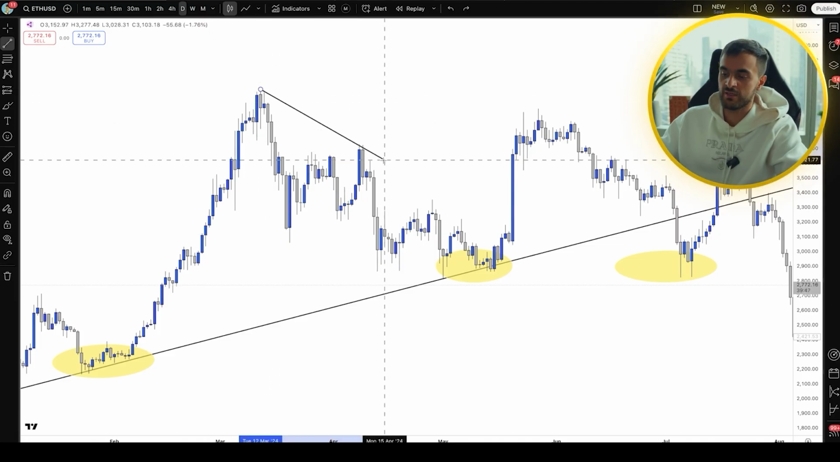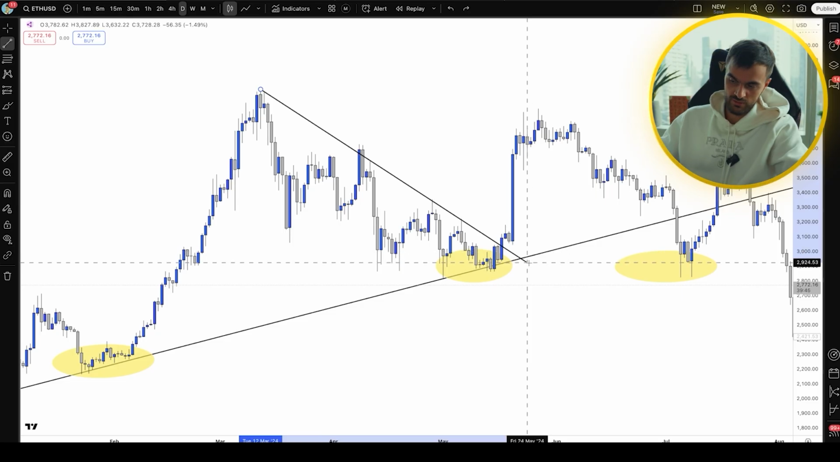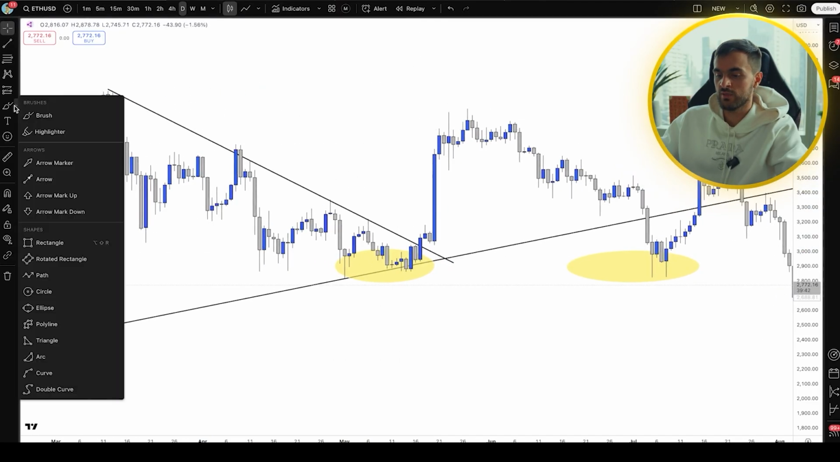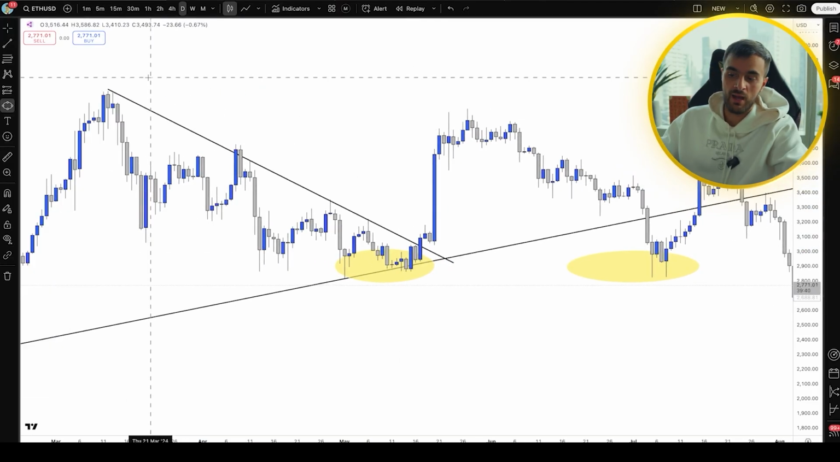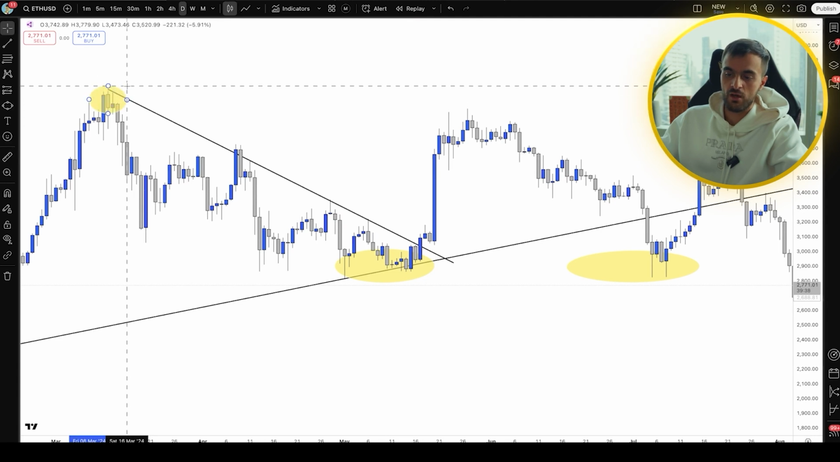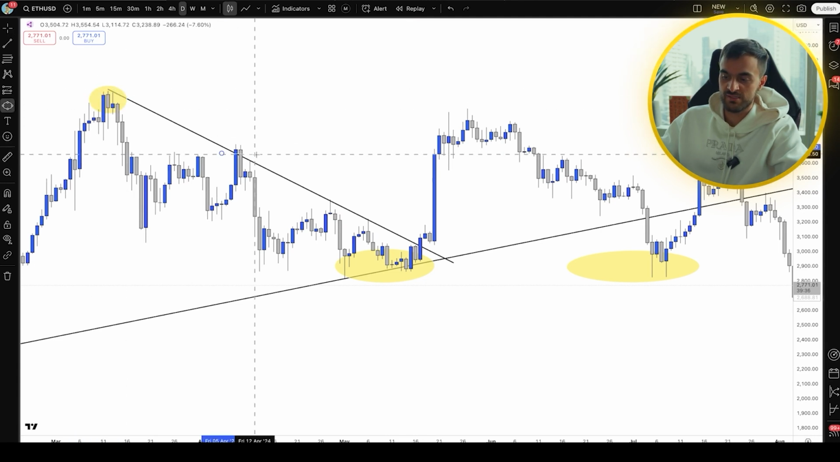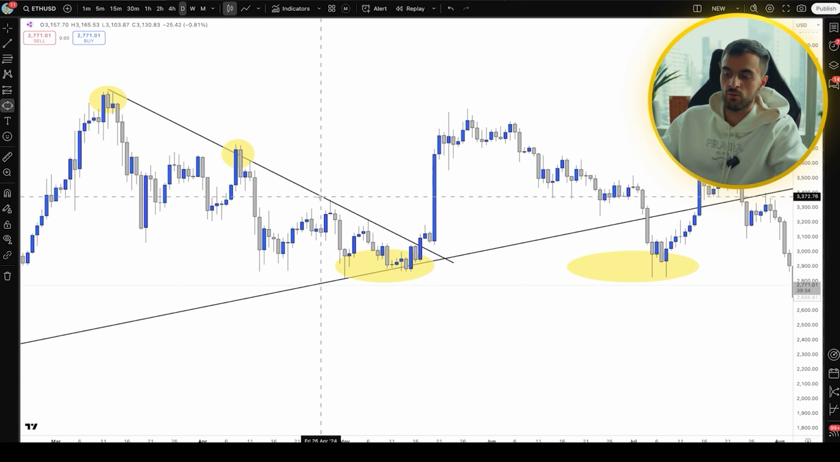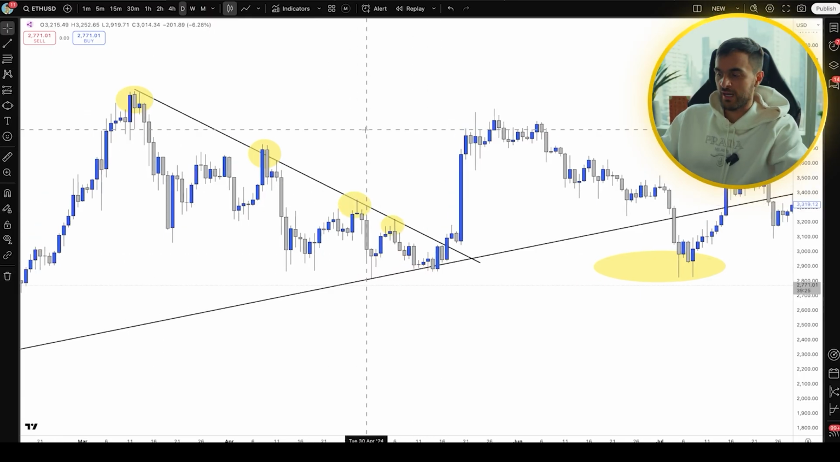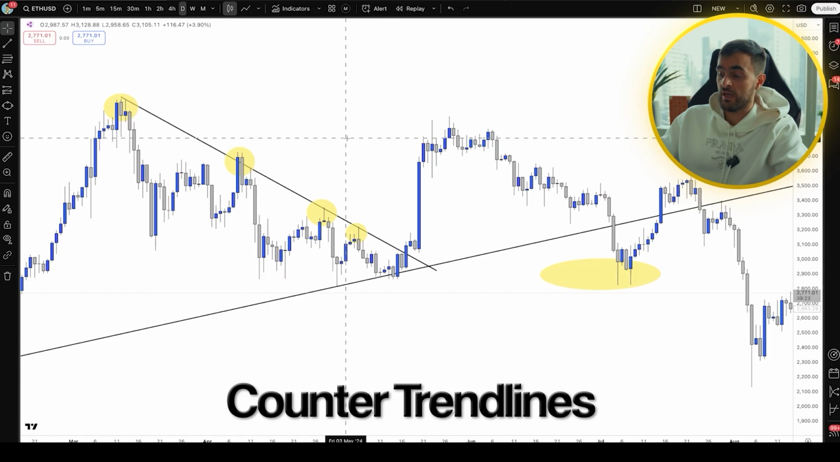If we look at the downtrend line right here, we can see the market connecting more than one point on lower highs, right? It doesn't always have to angle up precisely, but as long as you're making lower highs, the trend is still intact, right? And this is a strategy that I teach inside my inner circle called counter trend lines.